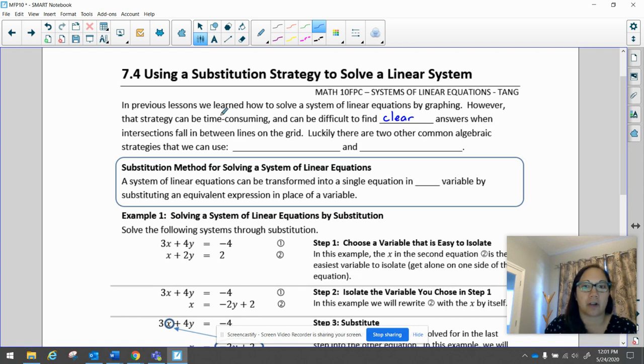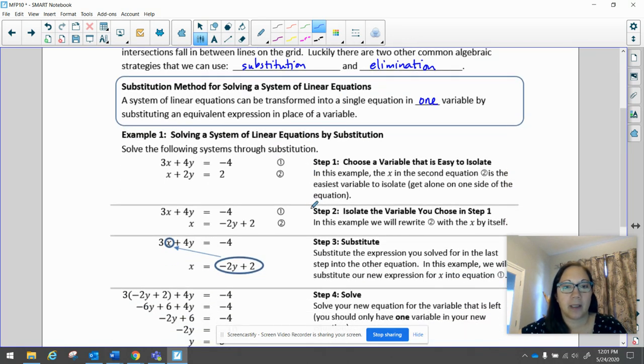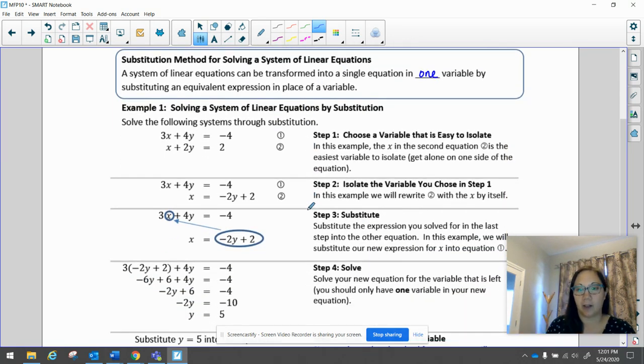Luckily, there are two other common algebraic strategies that we can use, and they are called, as I've said a few times, substitution and elimination. Today we're going to focus on the substitution method. How it works is that a system of linear equations can be transformed into a single equation with only one unknown variable, by substituting an equivalent expression in place of the variable. I have a fully written out example here that can help us understand how to solve by substitution, and then I will show some examples that we'll work through together.